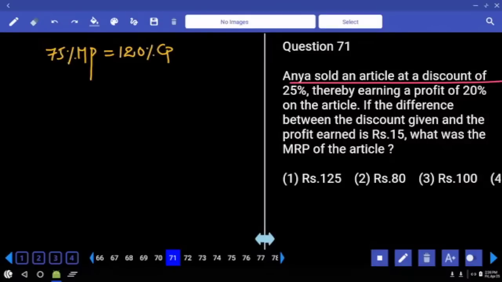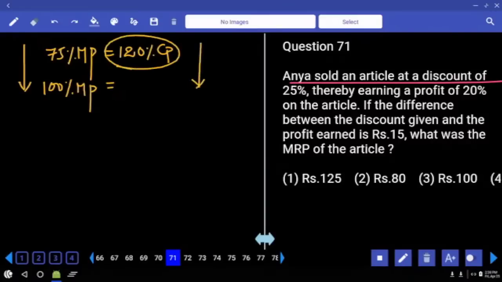Number one, I'll try to calculate what is 100% of market price. Vertical comparison: 75 and 100 are in the ratio 3:4. Right-hand side also must be in the ratio 3:4. 3 parts is 120, 1 part is 40, 4 parts is 160. Right.